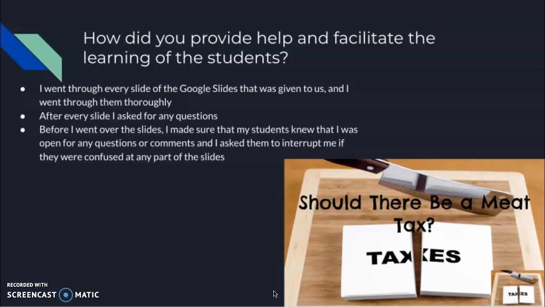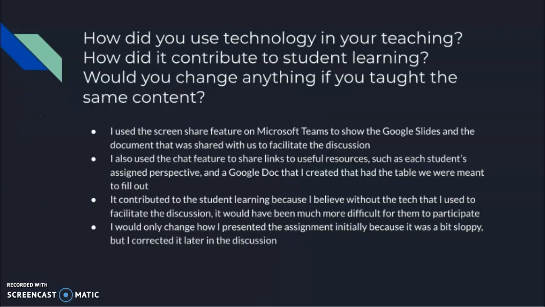And before I went over the slides, I made sure that my students knew that I was open for any questions or comments, and I asked them to interrupt me if they were confused at any part of the slides. And that did happen sometimes, where the students would interrupt me real quick just for a quick clarification question, which I welcomed. I was happy they did, because I did not want them to be confused.